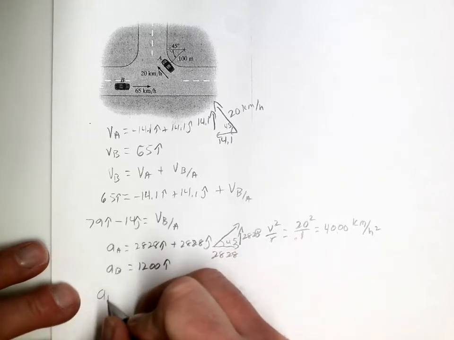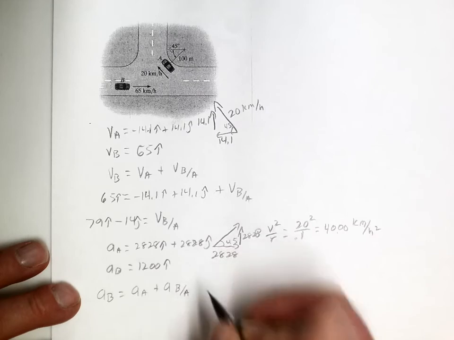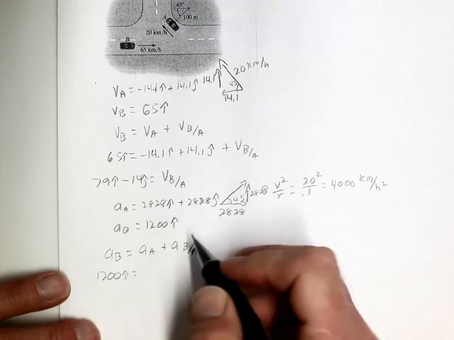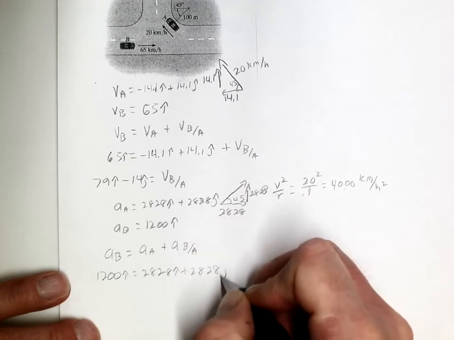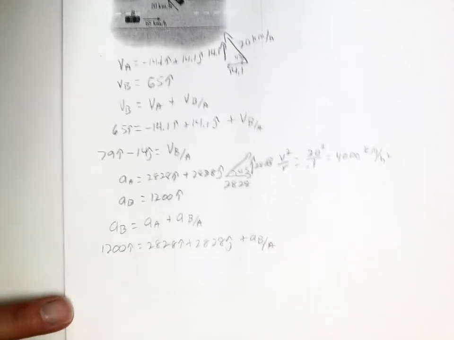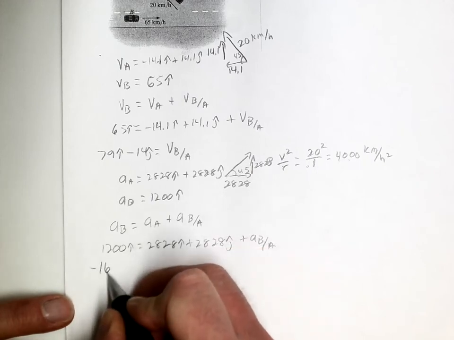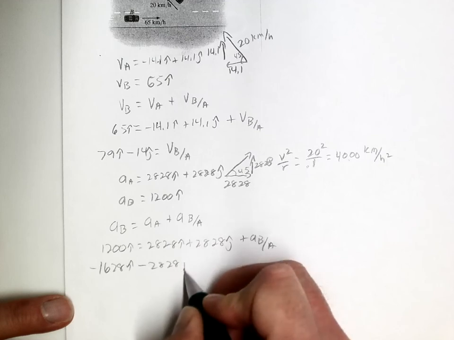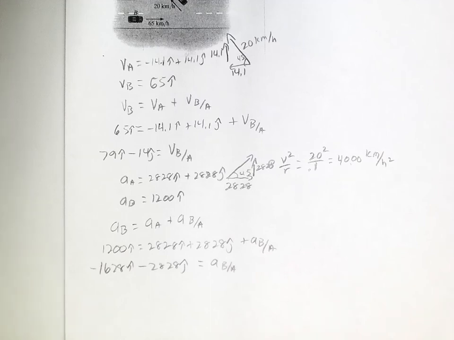So AB is equal to AA plus AB with respect to A. Substituting this in there, we have 1,200 in the I equals 2828 in the I, plus 2828 in the J, plus AB with respect to A. Subtracting these two over to the left side, we now have negative 1628 in the I, minus 2828 in the J equals AB with respect to A. It does not ask for magnitude, so we are done.